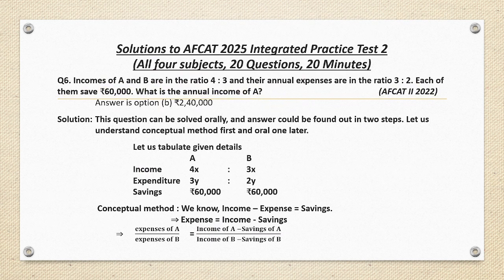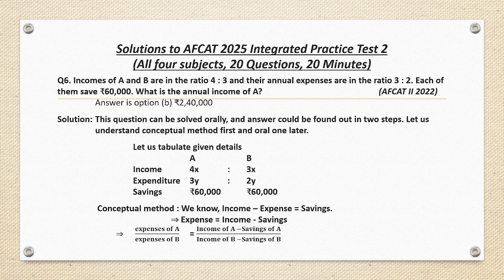Next, incomes of A and B in the ratio 4:3. Right? This is a ratio proportion question. A and B are 4:3. Annual expenses 3:2. Each of them save 60,000. Right? So this is a very quick one, you can give a one-step answer. Of course, after you have had enough practice in such questions. Okay. So first of all, let us understand what is the conceptual method, so that by speeding it up, we can get the shortcut or shorter method or oral method.